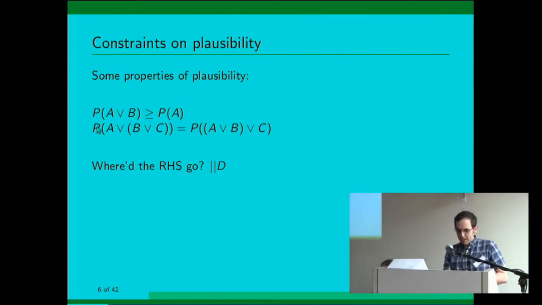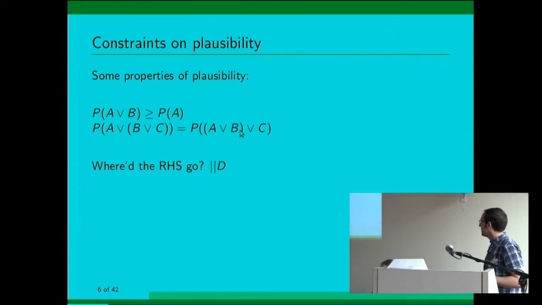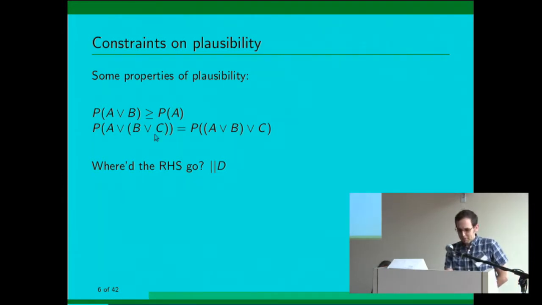And another property is, I think this is called associativity. And that is that with some of these Boolean operators, there's a symmetry. So that if you do A or B or C, that means the same thing as A or B or C. And so those plausibilities of those two things, because they're the same proposition, they have to be the same plausibility.